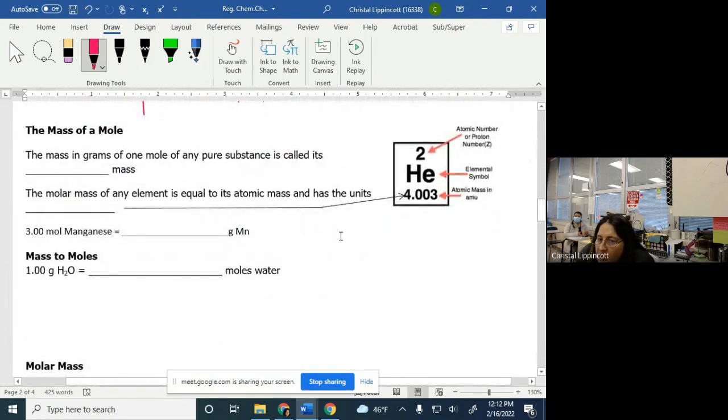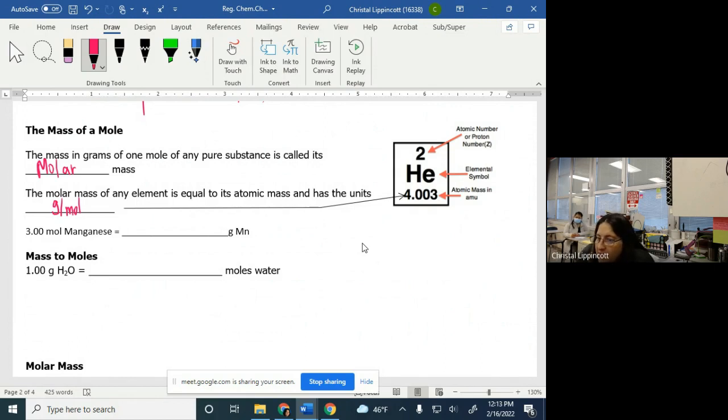So when we do these, the mass in grams of 1 mole of any pure substance is called its molar or atomic mass. The molar mass of any element is equal to its atomic mass. It has units of grams per mole. So if we want a mole of helium, we would measure out 4.0 grams of helium.